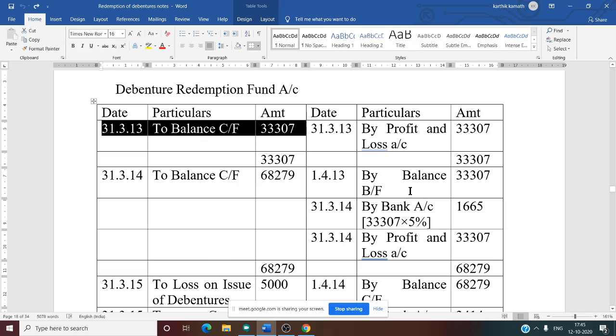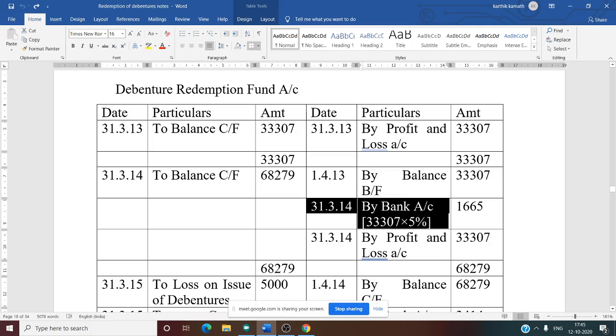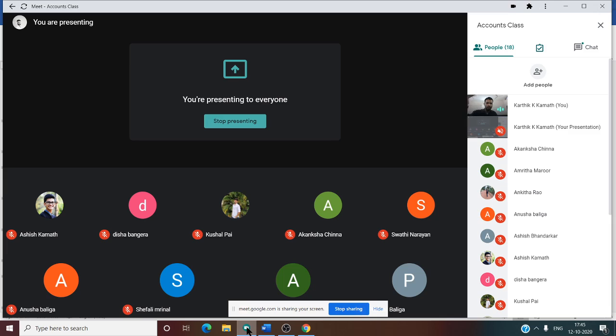Now second year, bring the balance forward. Previous year closing balance becomes opening balance. So balance brought forward is 33,307. That is the second year. Now after that, same procedure like what we did in the previous problem. Same thing you need to do.